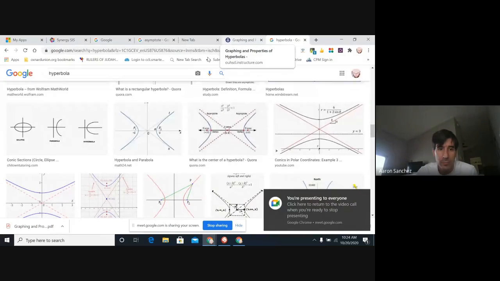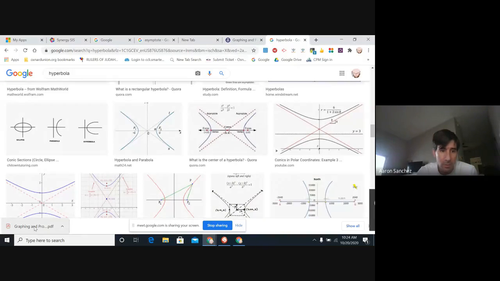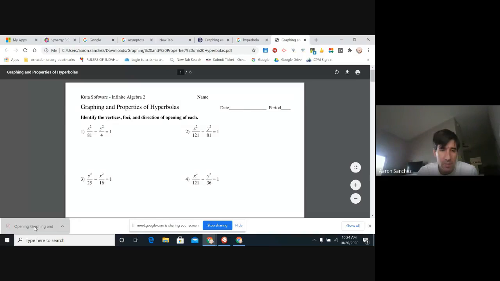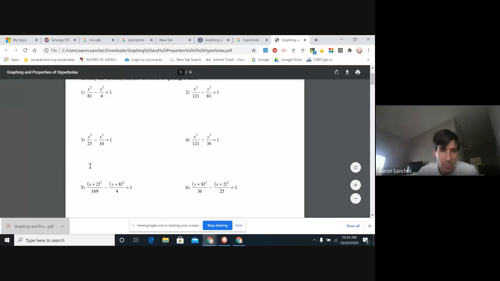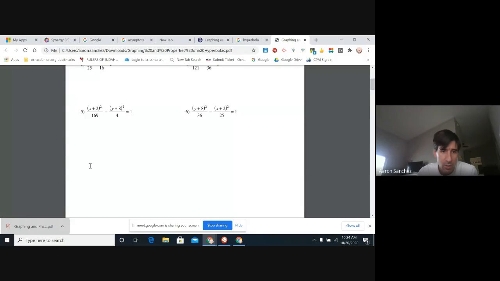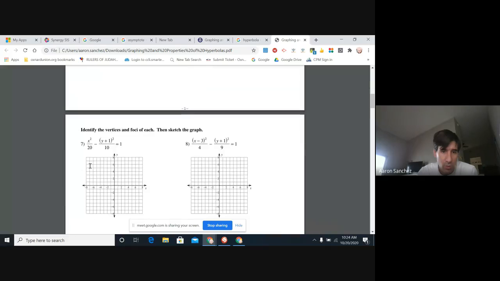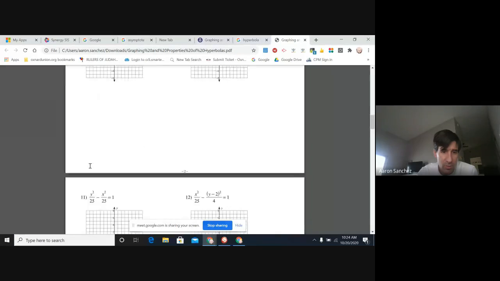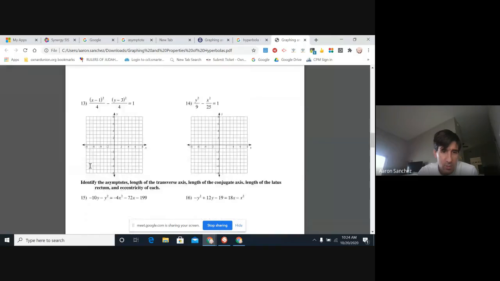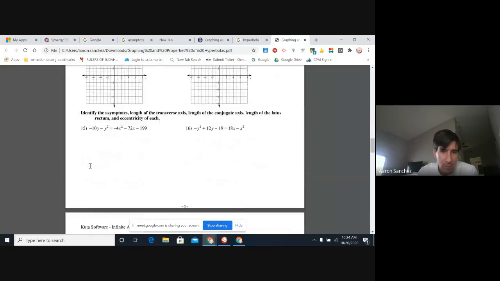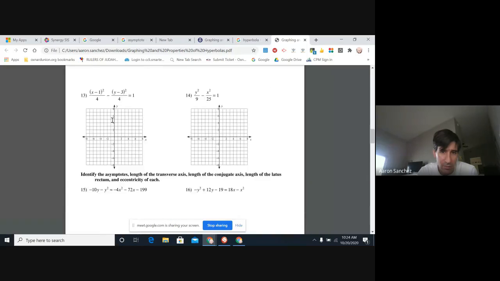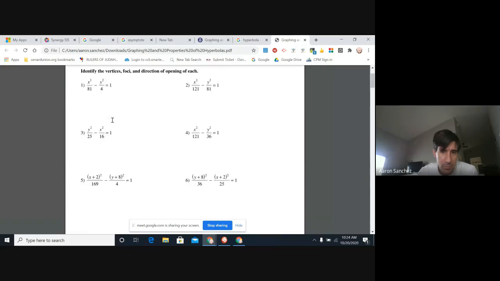There it is. So 1, 3, 1, 2, 3, 4, 5, 6, 7 problems. And we're not going to find the foci for these. We're just going to graph them. So let's go ahead and do them.